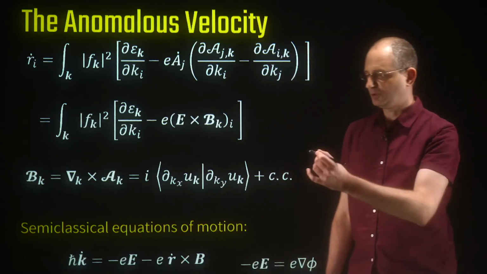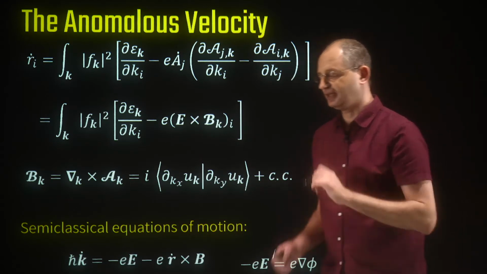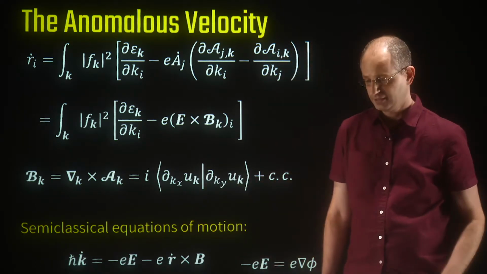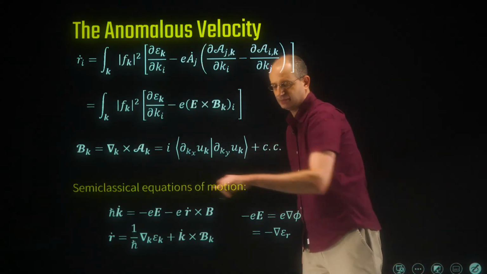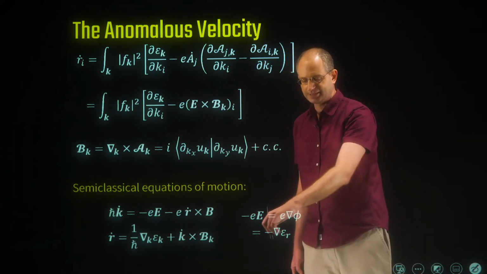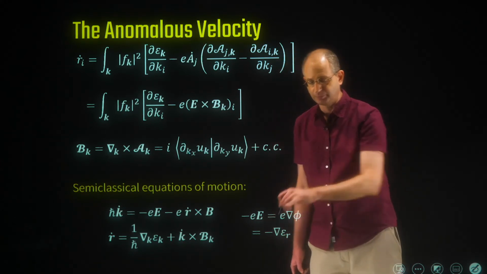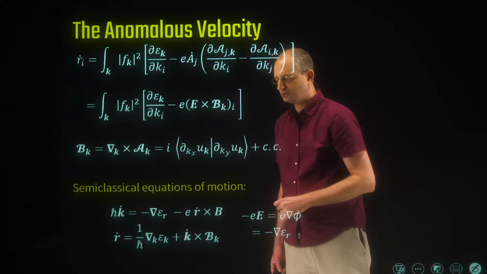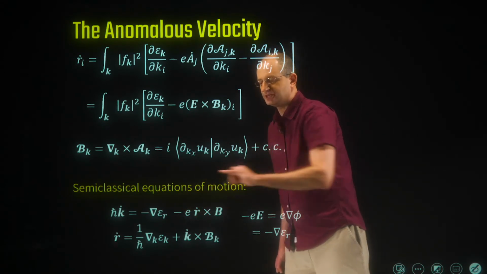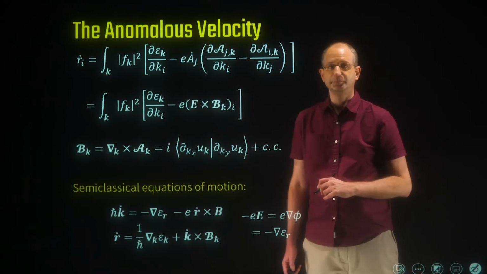We can make one more step to expose the fact that these equations of motion have a nice symmetry between r and k. We can write the electric force as the gradient of a potential, or as the gradient of an energy, which is dependent on position. And once we substitute that, we see that these equations satisfy a nice exchange symmetry between r and k.